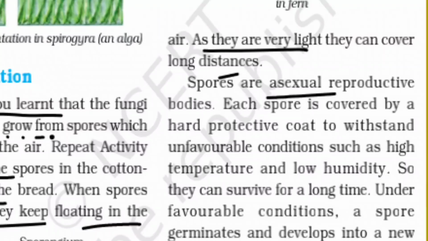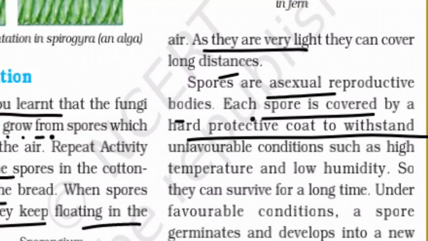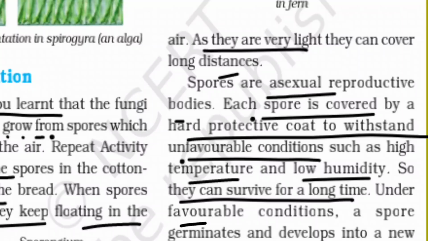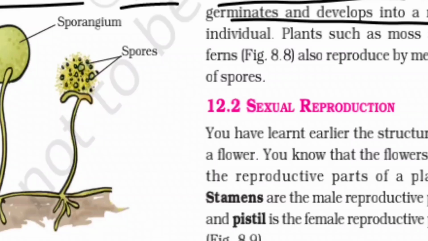Spores are asexual reproductive bodies. Each spore is covered by a hard protective coat to withstand unfavorable conditions such as high temperature and low humidity. So they can survive for a long time. Under a favorable condition, a spore germinates and develops into a new individual. Plants such as moss or a fern also reproduce by means of spores.